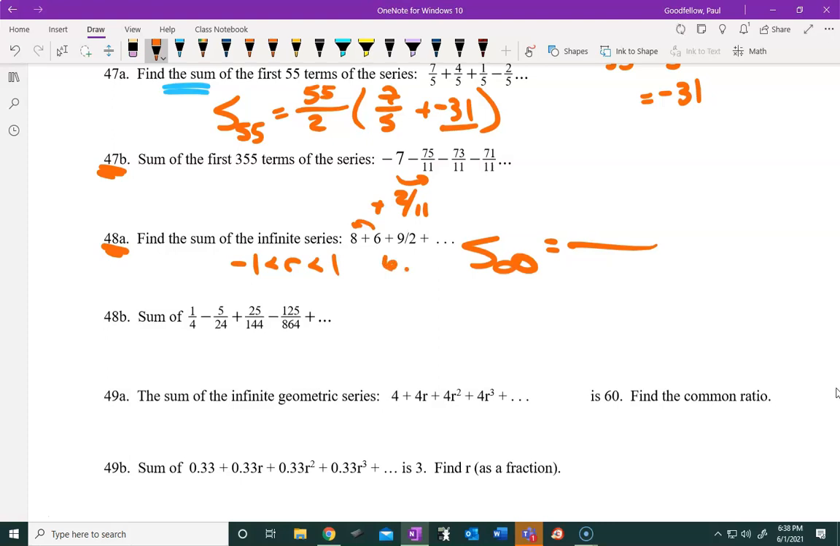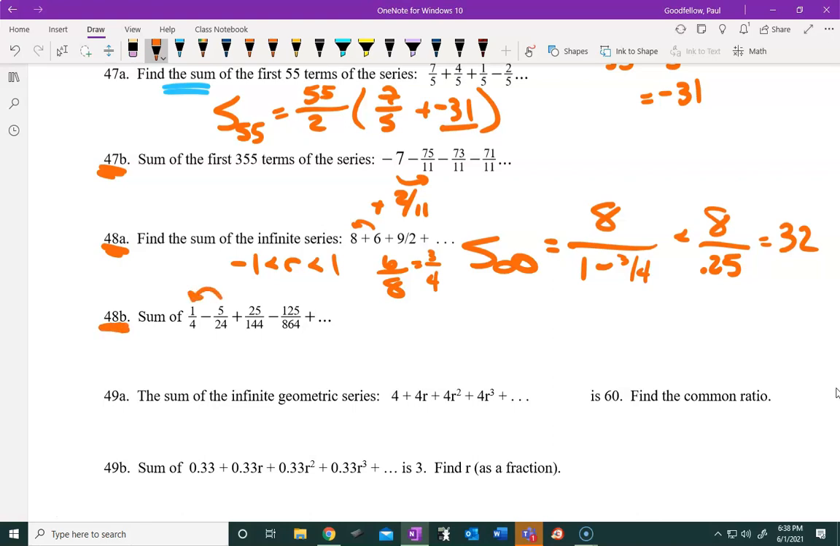This is 6 divided by 8, which is how you find the rate. Or a2 divided by a1, that's 3/4. Ooh, we can do it. So this answer would be 8 divided by 1 minus 3/4, which is 8 divided by 1/4, and that answer is 32. Same kind of question going on in number 48b.